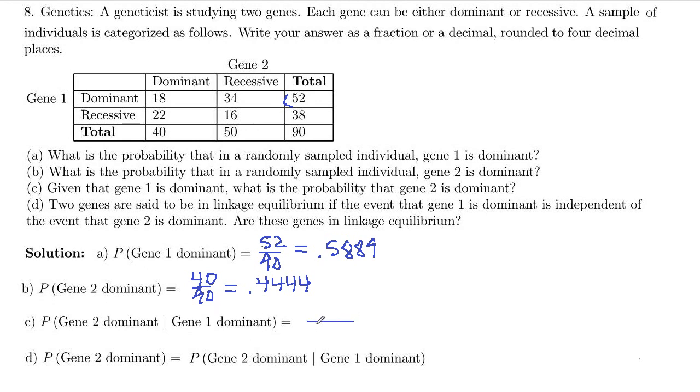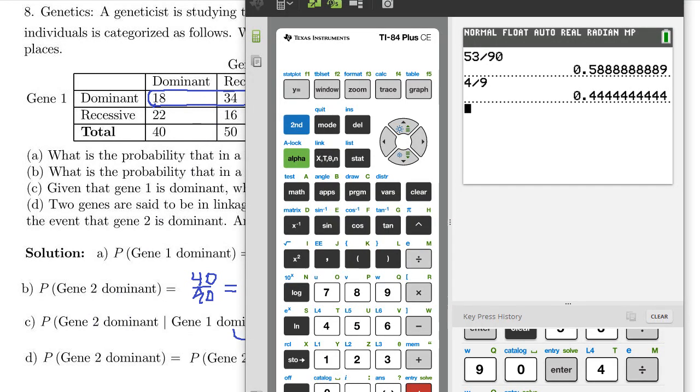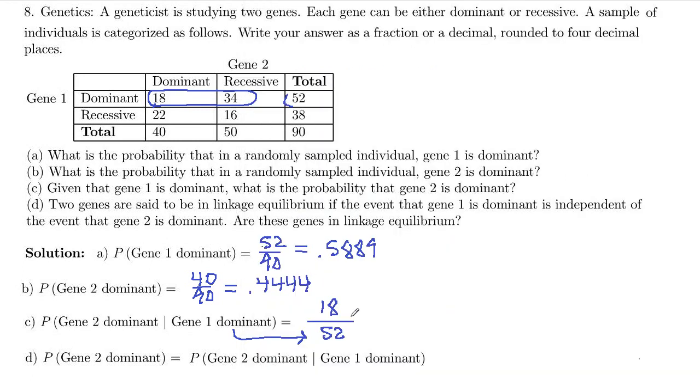Probability gene 2 is dominant given gene 1 is dominant. So remember here that the given condition determines your total outcomes. So we're given that gene 1 is dominant. That means that we are in this row, which has a total of 52. So our total outcomes is 52. And then out of those 52, how many have gene 2 dominant? Gene 2 is dominant in this column, which is 18. So 18 out of 52, which is 0.3396.